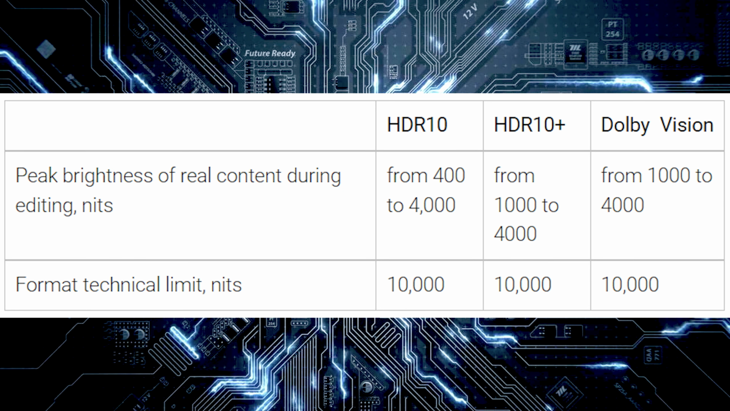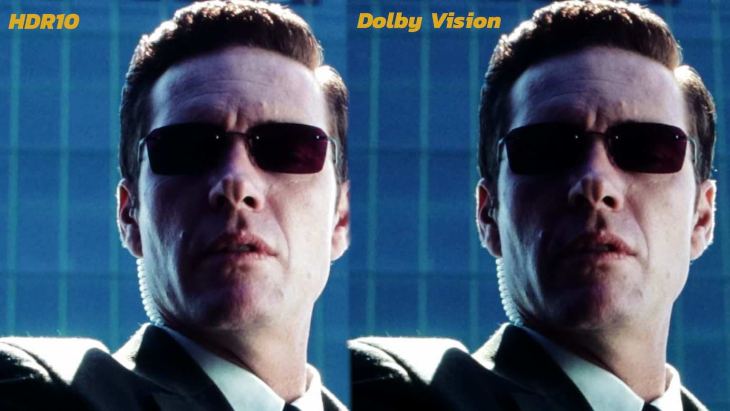Dolby Vision and HDR10 Plus are usually also brighter to the eye than HDR10. To give you an idea, Dolby Vision and HDR10 Plus are mastered for displays that are capable of 1000 and up to 4000 nits peak brightness, while HDR10 is mastered anywhere from 400 to 4000 nits. HDR10 rarely hits the 1000 nits peak brightness. And those aren't the only differences between HDR10, HDR10 Plus, and Dolby Vision.